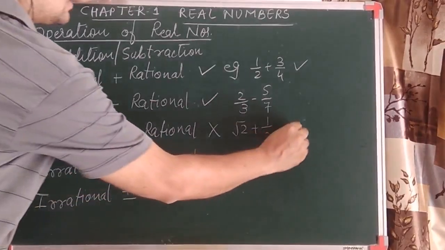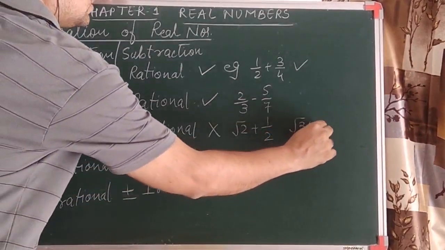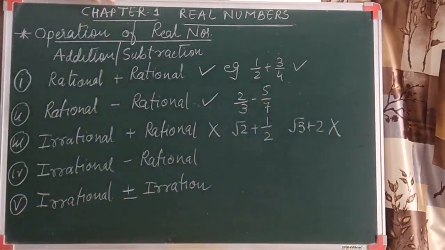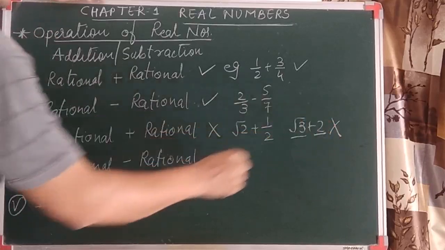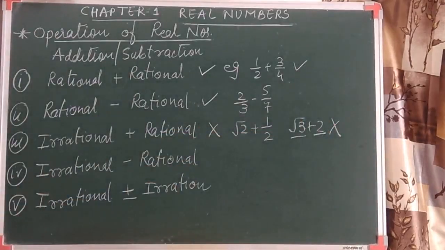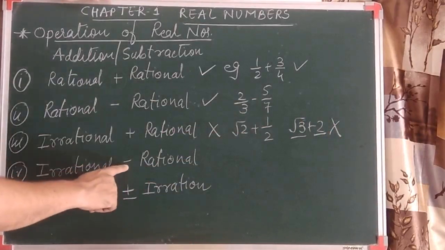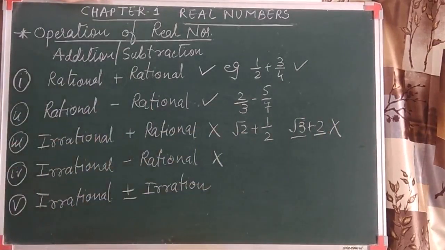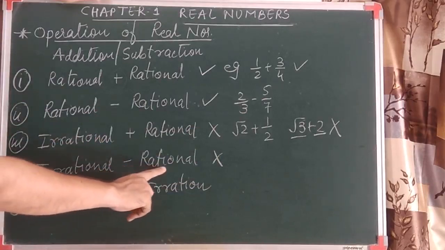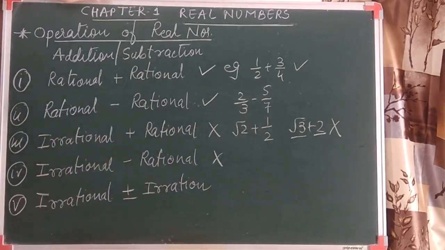If it is like this, root 3 plus 2, again it's not possible, because this number is irrational and this number is rational, so the addition between these two numbers is not possible. The same way, the subtraction between the rational and irrational is again not possible. See, the last one is the most important to understand. Maximum students make the mistake here.